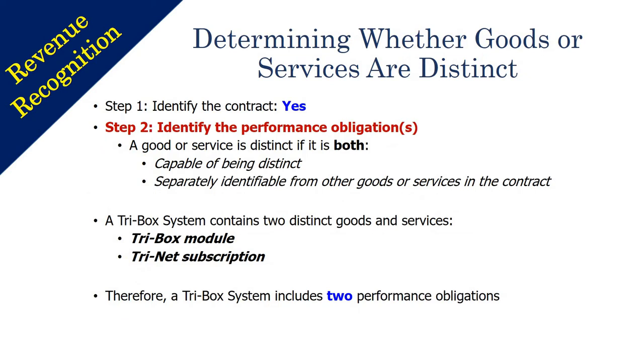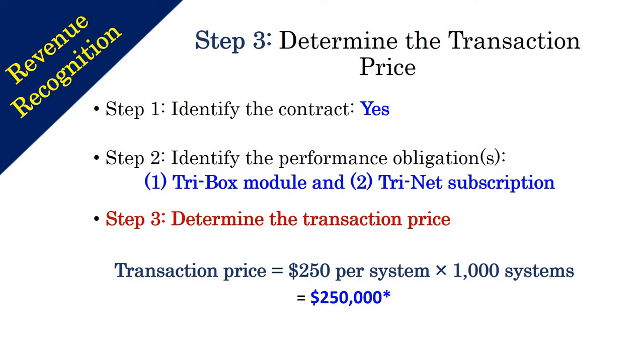Step number 1, identify the contract. Yes, we have a contract between TrueTech and Comstores. And step number 2, we have two performance obligations: to deliver the Tribox module and the TriNet subscription. So there is a contract, and there are two performance obligations: number 1, the Tribox module, which we will deliver, and number 2, the TriNet service, which we will continue to provide. And the transaction price is $250,000, because it is $250 per system times 1,000 units.